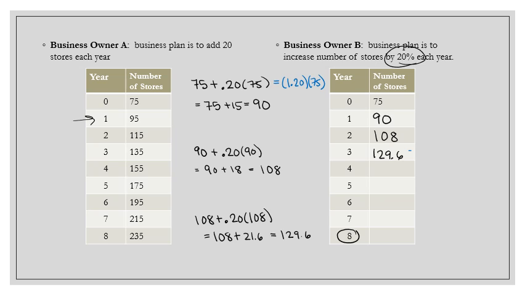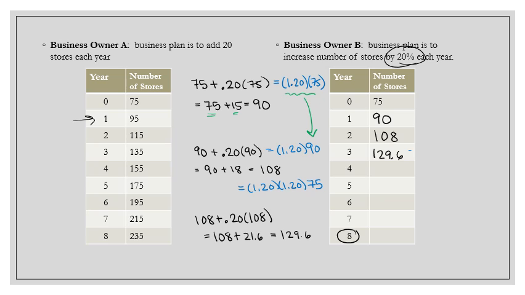Okay, same thing down here with the 90 stores. So that's 1.20 times 90. Okay, but if you notice, 90 is what we got when we added 75 and 15, meaning it was this 1.20 times 75. So I could write this guy, this 108, this is really 1.2, and instead of times 90, that was 1.2 times 75.